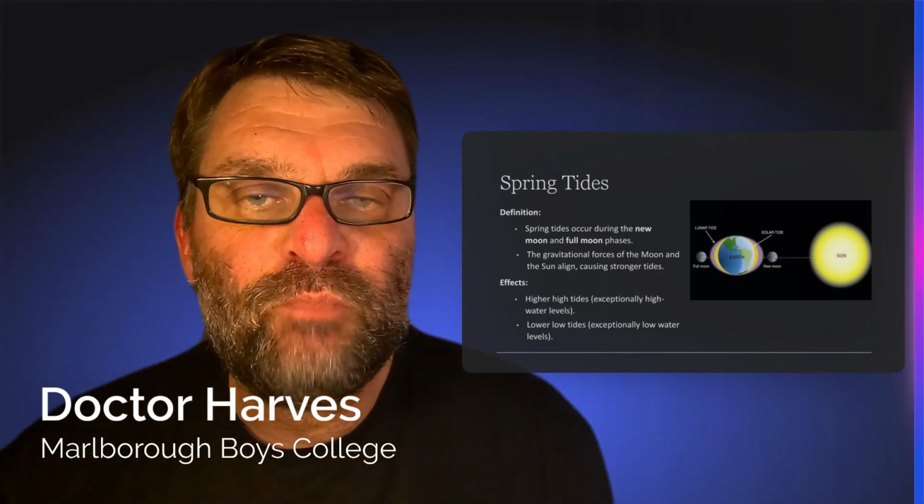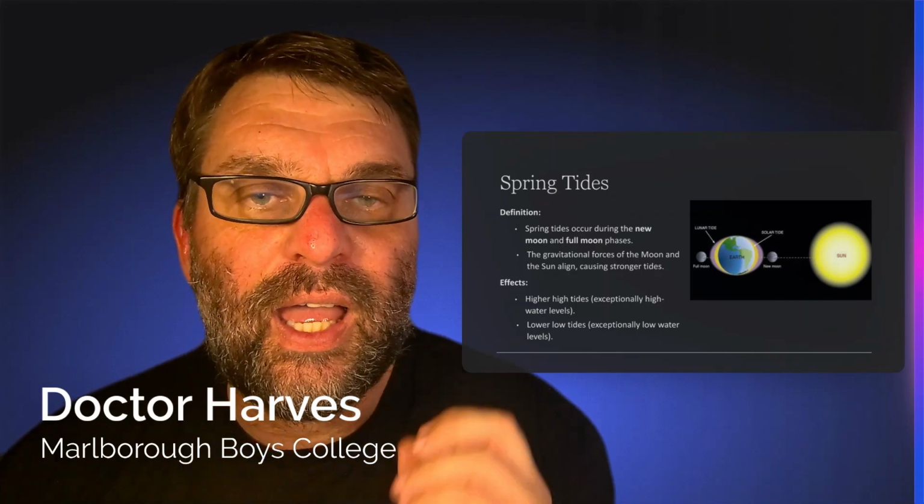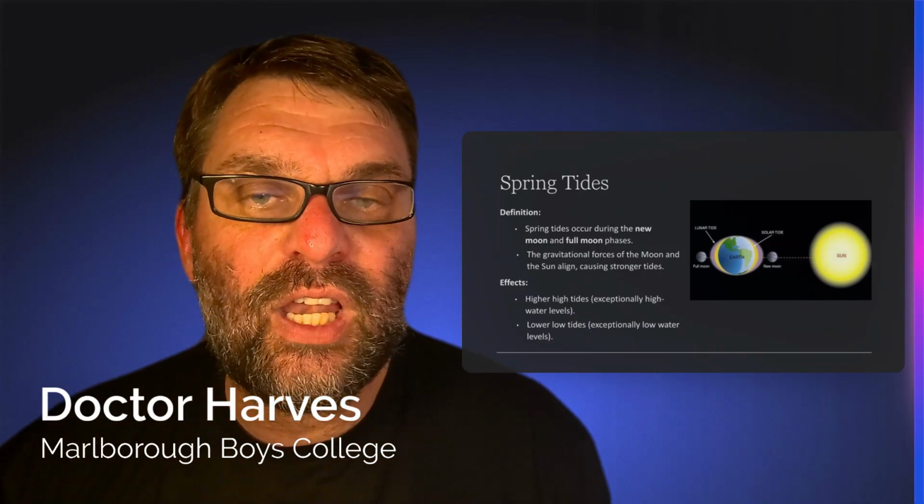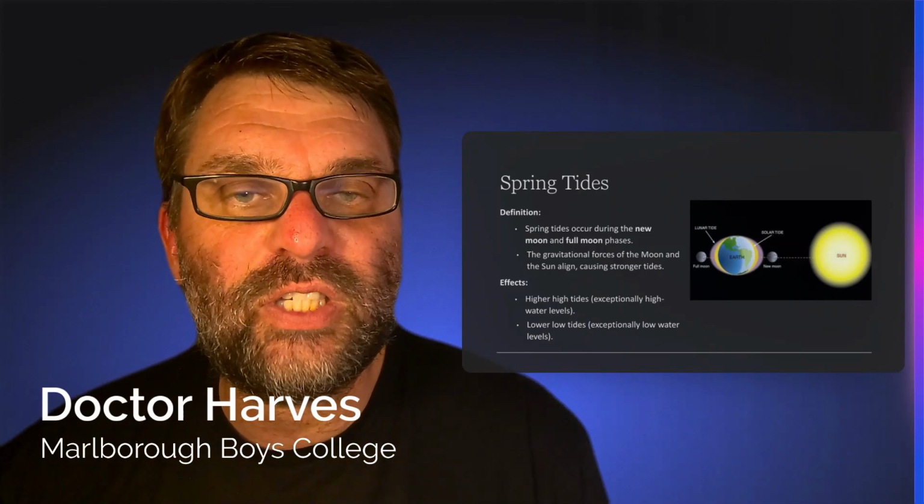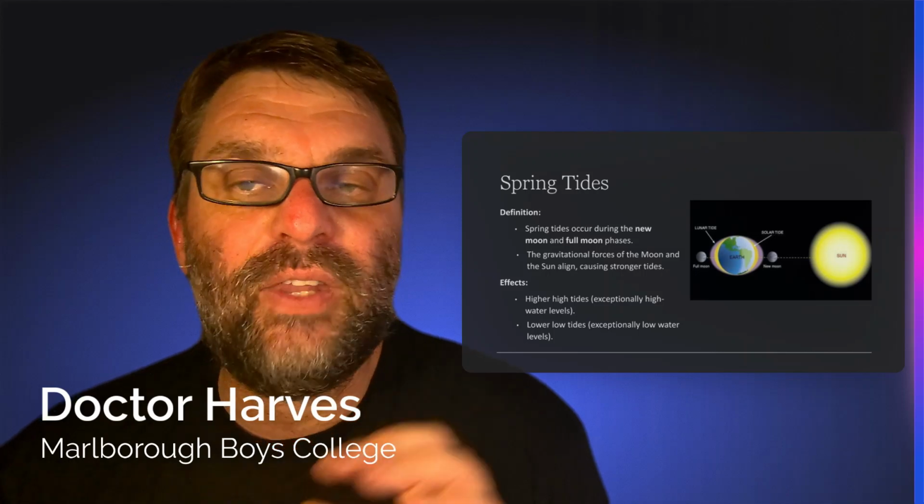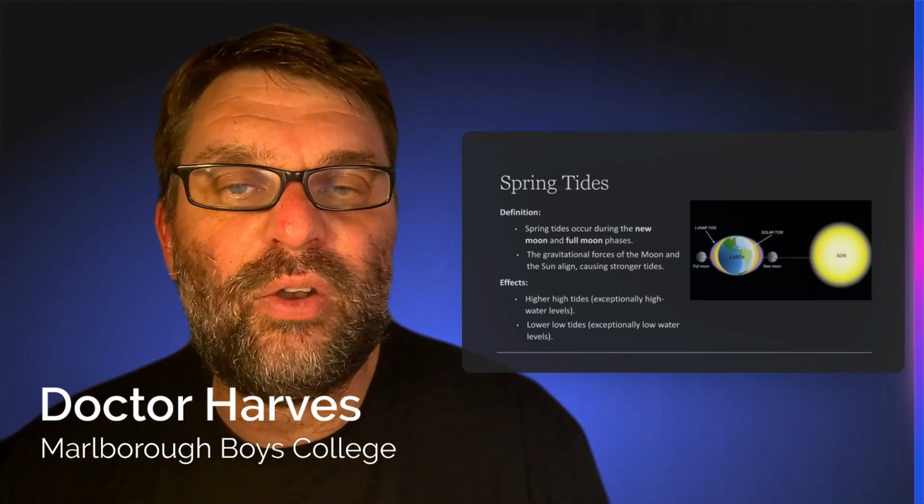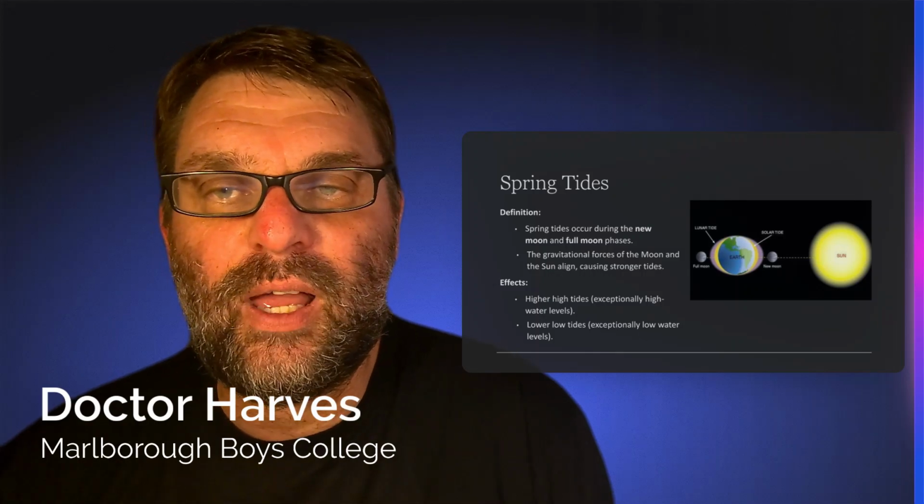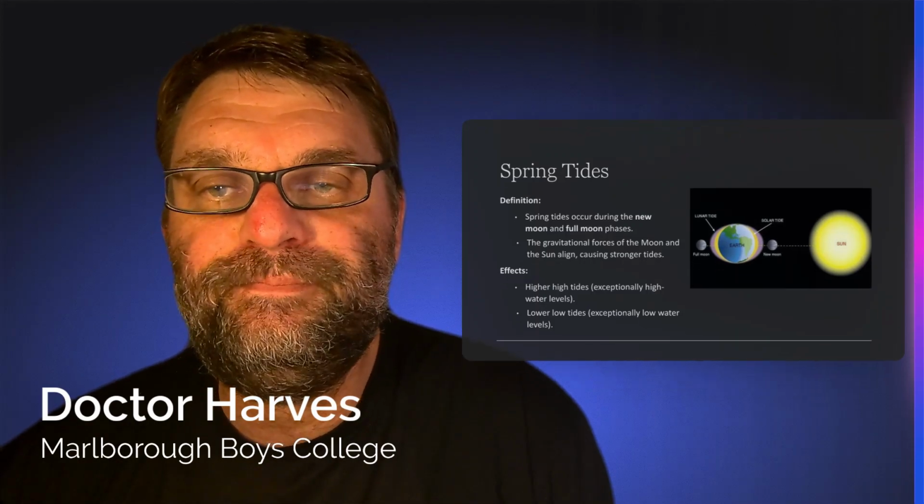So the effect of that is higher high tides, exceptionally high water levels compared to normal high tides, and lower low tides because of that as well. So exceptionally lower water levels in the oceans or in coastal areas due to this doubling up of the gravitational effects of the sun and the moon.